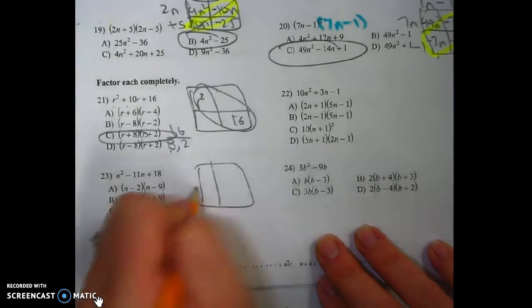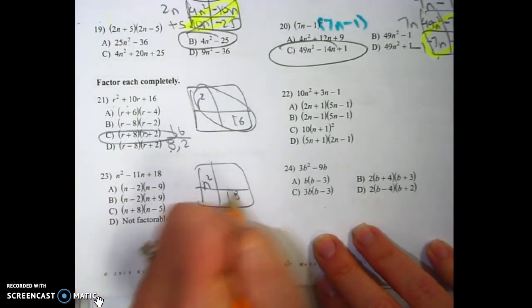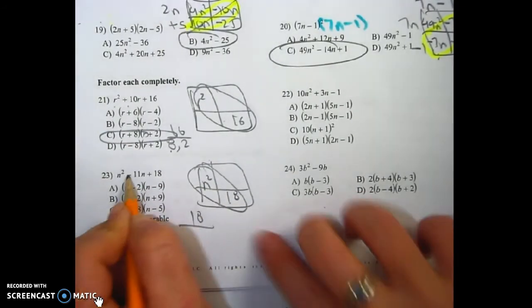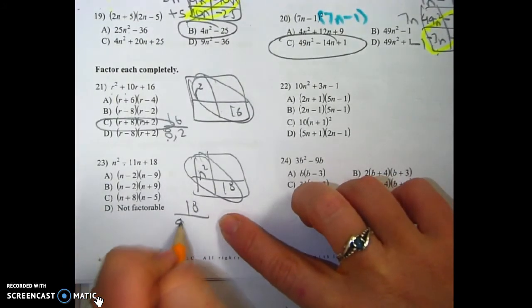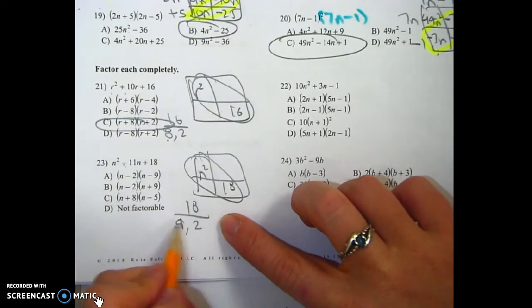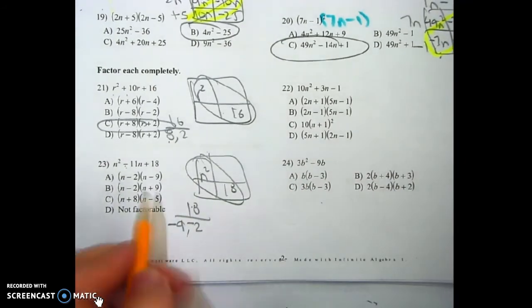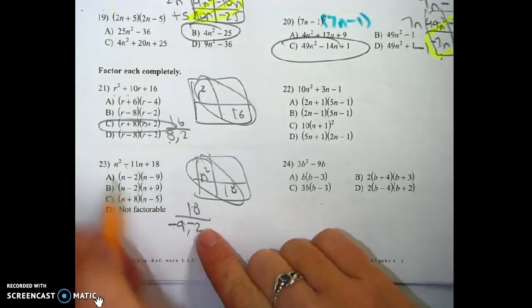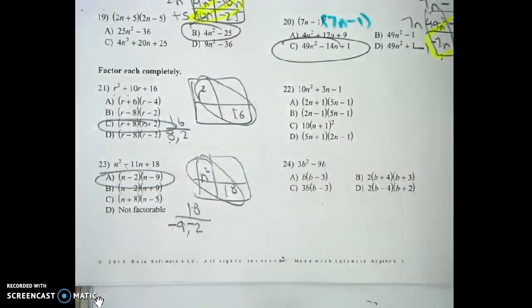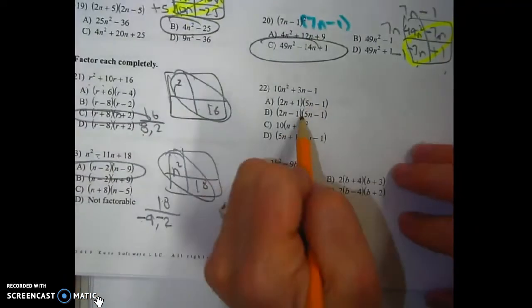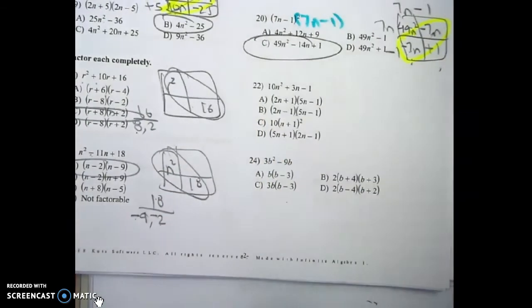Number 23 is similar. N squared, 18. Two numbers that multiply to get to 18, add to 11 are 9 and 2. But since that's negative, the bigger number is negative. But since this is positive, they're both the same. I'm looking for negative 9 and negative 2. Boom, that's B. Number 22 is the most difficult because it has a number in front.